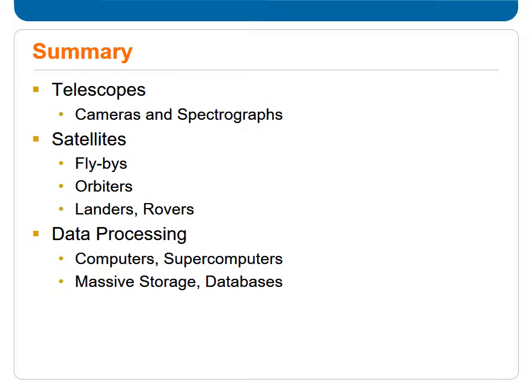In summary, modern astrophysics uses telescopes and digital cameras to collect imagery in many wavelengths and requires computers and storage devices for data analysis, modeling, and simulation. Satellites carry equipment and even people into space to conduct experiments and gather observational data.